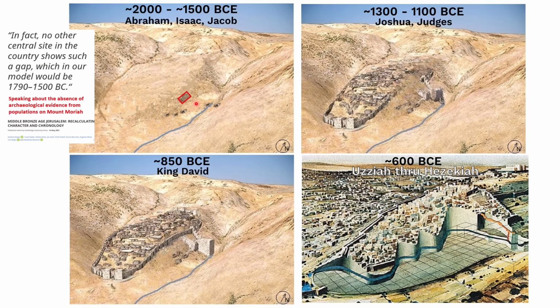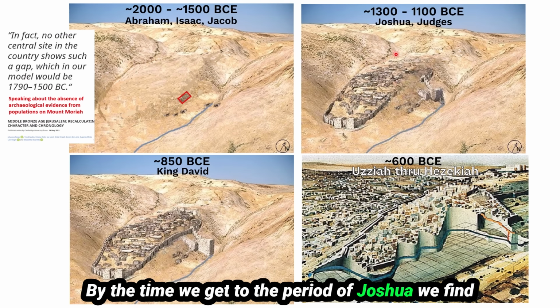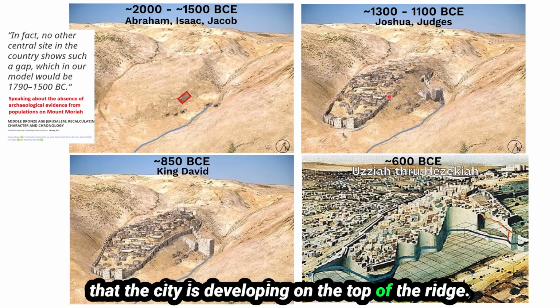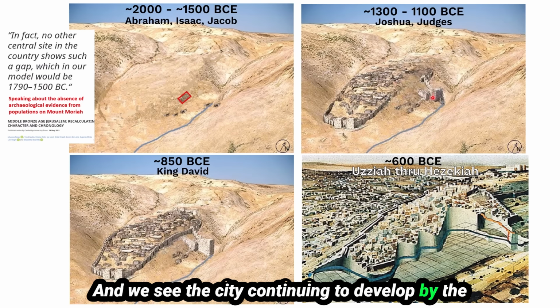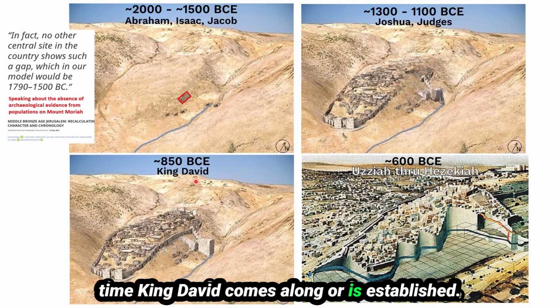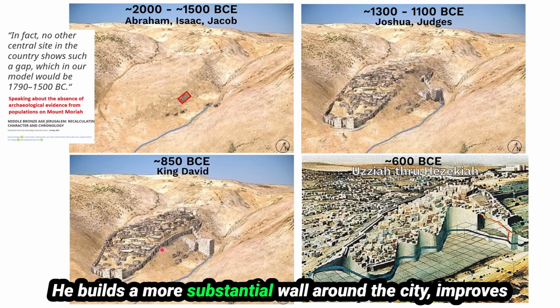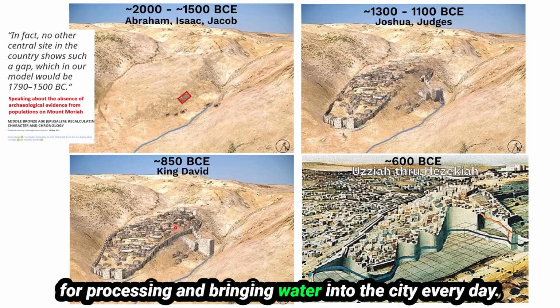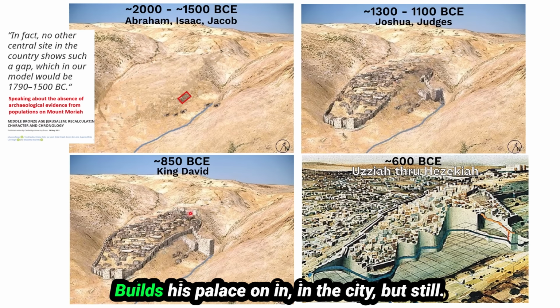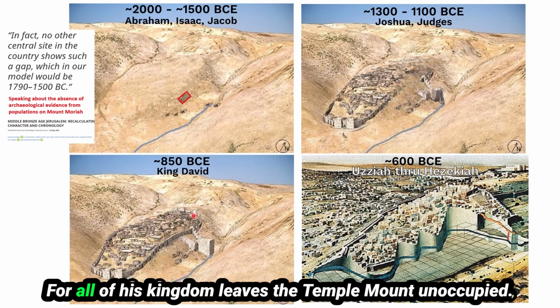Very little else. By the time we get to the period of Joshua, we find that the city is developing on the top of the ridge, that the water system is being protected, and a citadel has been built, and we see the city continuing to develop. By the time King David comes along or is established, he builds a more substantial wall around the city, improves the defenses, improves the citadel around the water source for processing and bringing water into the city every day, builds his palace in the city, but still, for all of his kingdom, leaves the Temple Mount unoccupied.